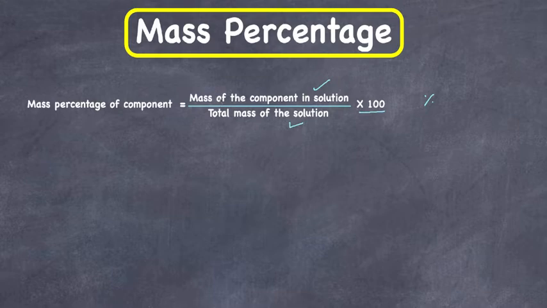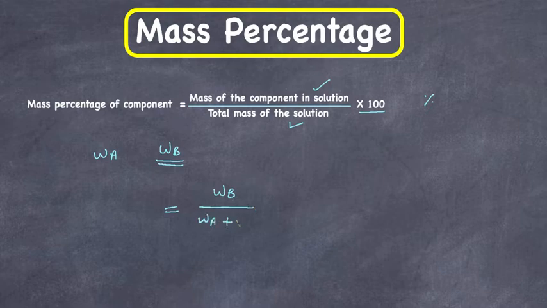So let's say if we have a component A and the mass of component A is WA, and we have another component B and the mass of component B is WB, and we'd like to calculate mass percent of WB in the solution of WA and WB, then it is going to be mass of the component, which is WB, divided by total mass of the solution, which is WA plus WB, and multiplied by 100.